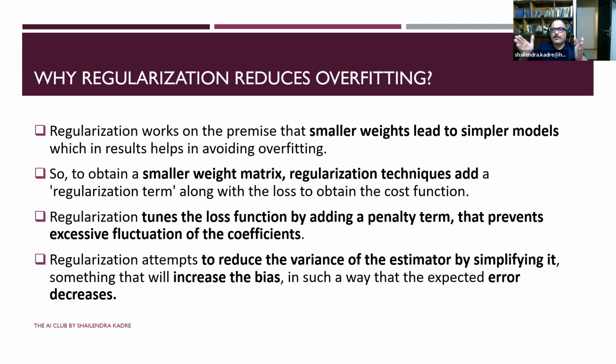Understood? So suppose in training data your accuracy was 99%. If you introduce regularization, your testing accuracy will increase, but your training accuracy may go down to say 95, 96. So your accuracy is reducing. That means you are introducing bias in the model. So these are the effects of introducing regularization.